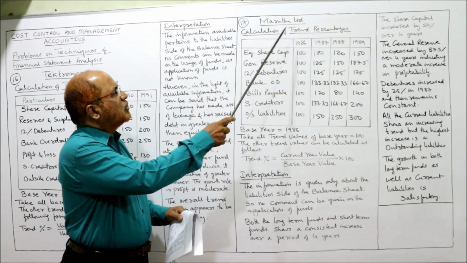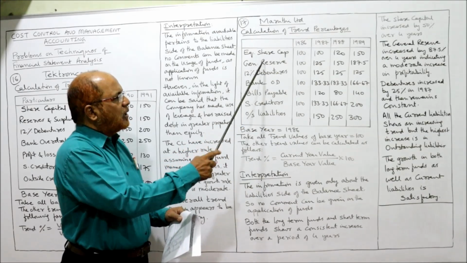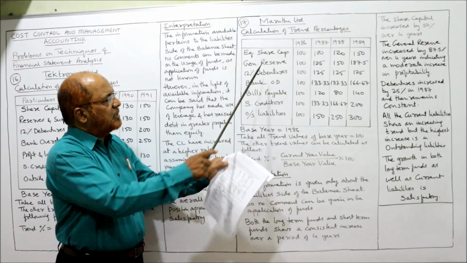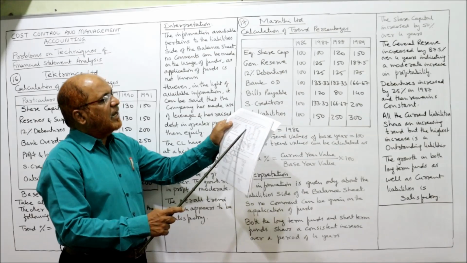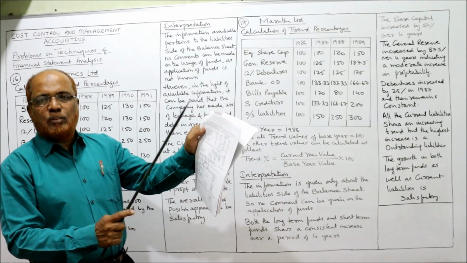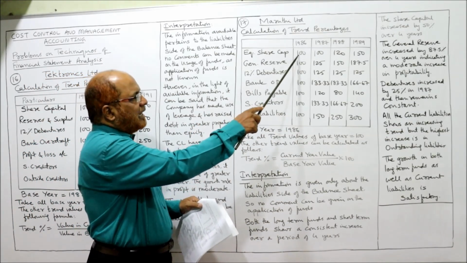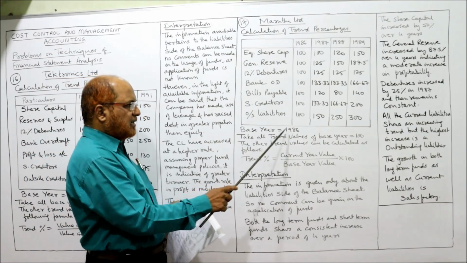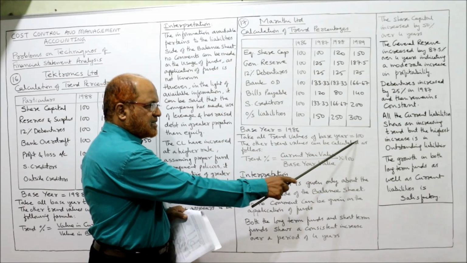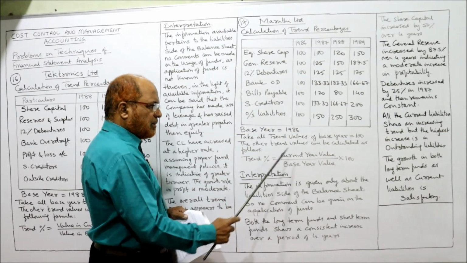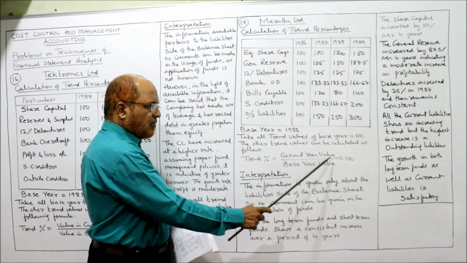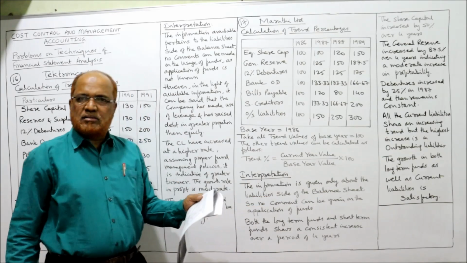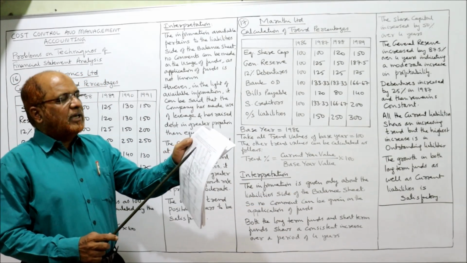So here you can see Maruti Limited calculation of trend percentages. All the items, whatever is given in the problem, the same thing I have written. Now 1986 is the base year. So for the base year, all trend values should be taken as 100 every time. The other trend values can be calculated as follows: current year value divided by base year value into 100. Exactly the same way. So equity share capital.